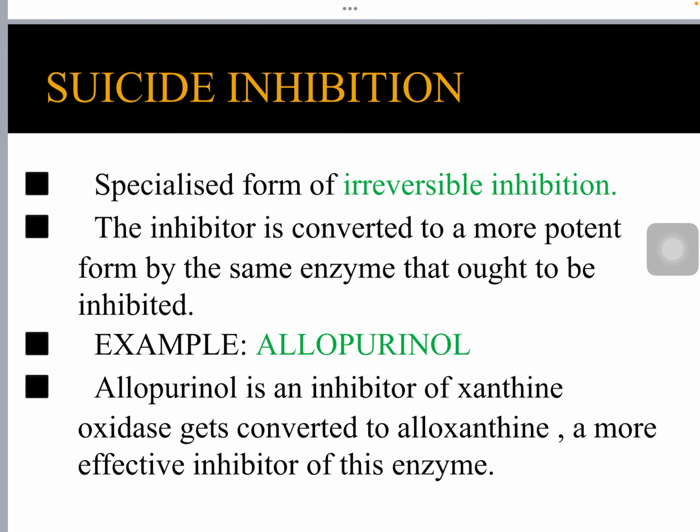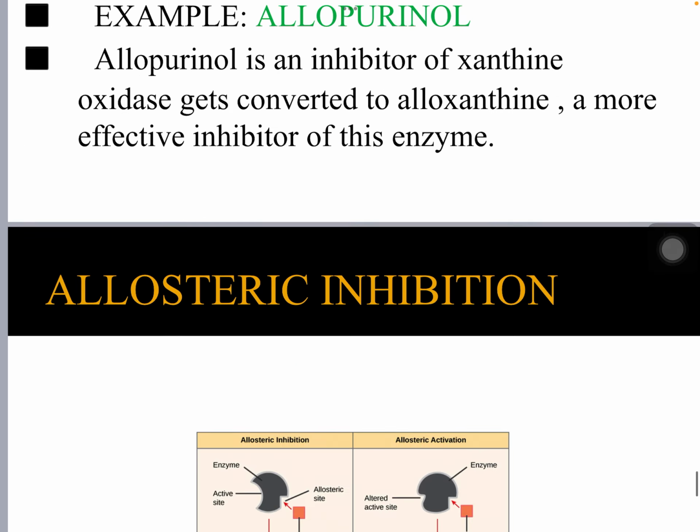Another class of inhibition is suicide inhibition, which is a special form of irreversible inhibition in which the inhibitor is converted to a more potent form by the same enzyme that is to be inhibited. Allopurinol is an example. Allopurinol is an inhibitor of xanthine oxidase and is converted to alloxanthine, which is a more effective inhibitor of this enzyme. Allopurinol is also the drug of choice for gouty arthritis.